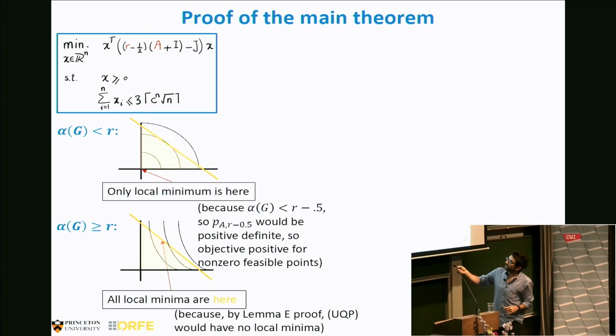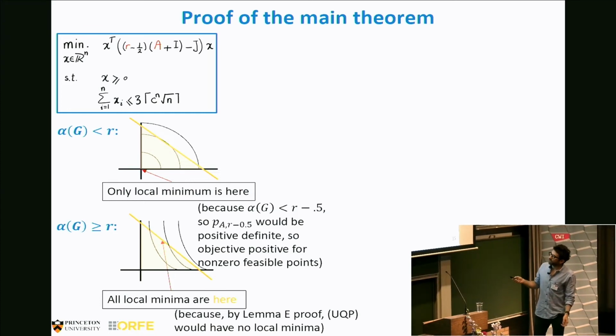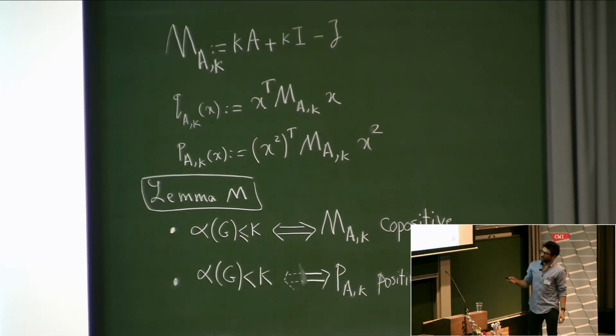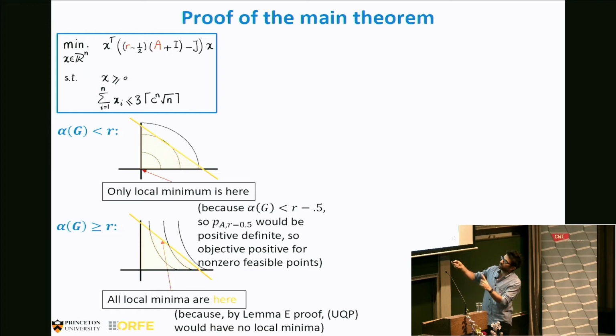Why? Because if alpha is less than r, then alpha is an integer, so it has to be less than r minus a half. Which implies that this quartic form would be positive definite. One last time, this is by this. So this objective function is strictly positive on the feasible set. So you're 0 at 0 and everywhere else positive, so 0 has to be a local min.